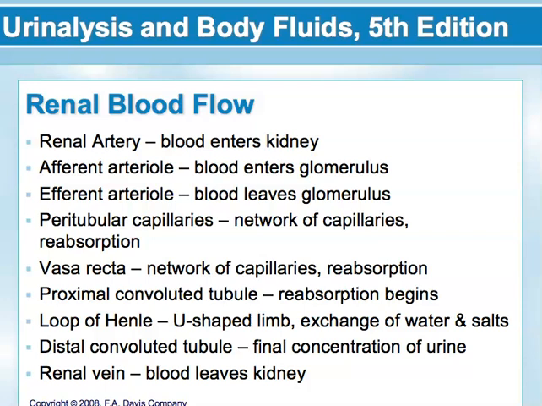Okay, renal blood flow. This is the path that blood takes as it enters and leaves the kidney. First you've got the renal artery where blood enters the kidney, then it goes to the afferent arteriole, which carries blood from the renal artery to the nephron, where it then enters the glomerulus. The glomerulus is a highly specialized tuft of capillaries that are involved in that filtration process. That flows from the glomerulus into the efferent arteriole.